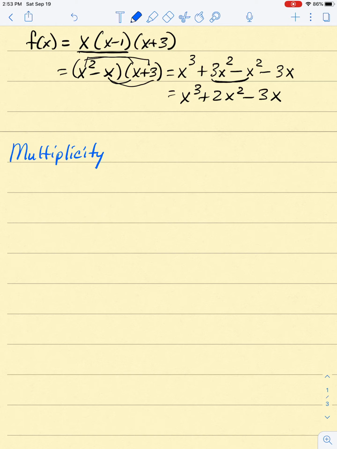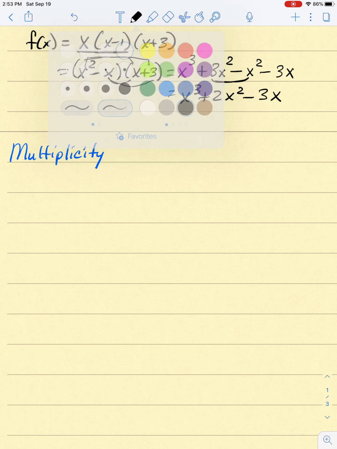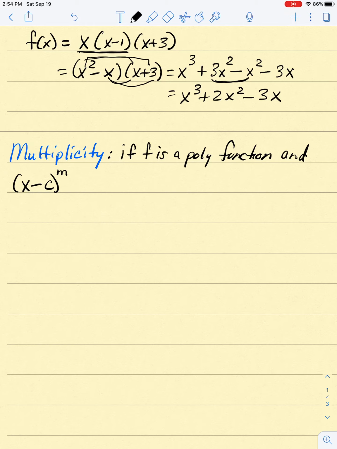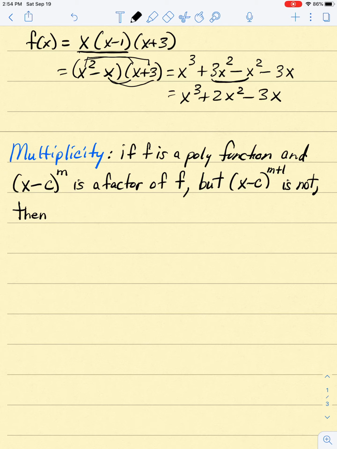Okay, so what we mean by multiplicity is that we could have a repeated zero, right? So for the definition, we could say something to this effect. If f is a polynomial function and (x - c)^m is a factor of our f function, but (x - c)^(m+1) is not, then c is a zero of multiplicity m of f.